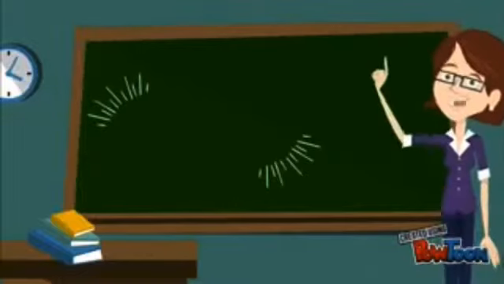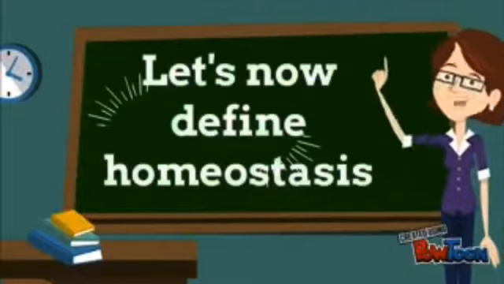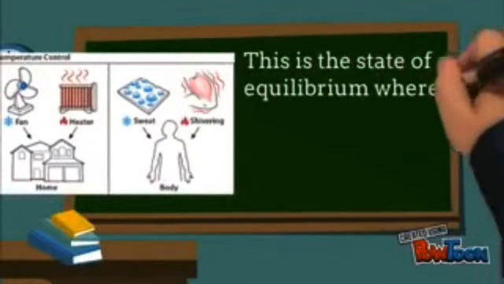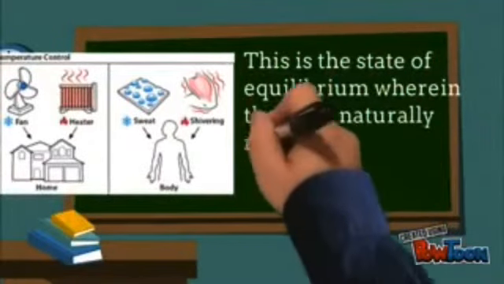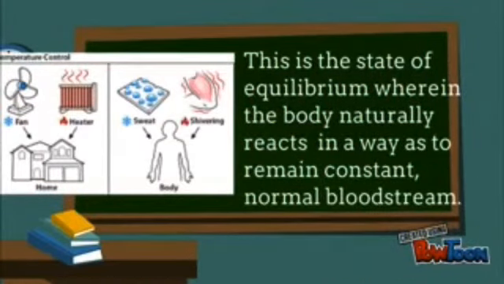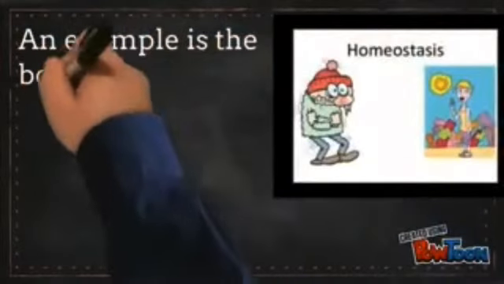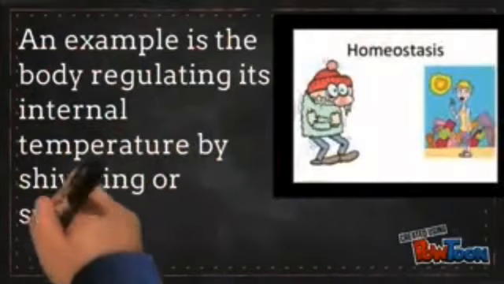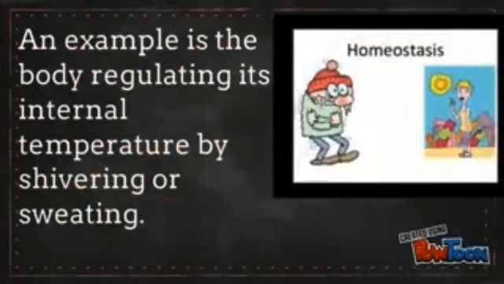Human motivation is oriented around two key groups of behavior. The first behavior is homeostasis. Homeostasis is the state of equilibrium wherein the body naturally reacts in a way as to remain constant, owing to the coordinated response of its parts to any situation or stimulus that would tend to disturb its normal condition or function. An example of homeostasis is the body regulating its internal temperature by shivering or sweating.